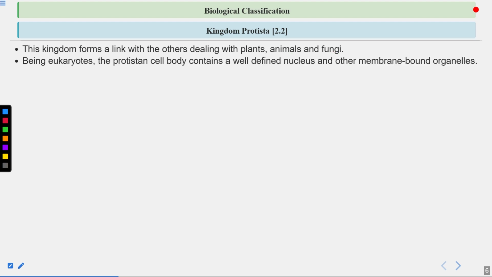Being eukaryotes, the protistan cell body contains a well-defined nucleus and other membrane-bound organelles. So these are eukaryotic organisms. We were talking about kingdom Monera earlier. Kingdom Monera includes unicellular prokaryotes. From kingdom Protista onwards, all the organisms are eukaryotic. So what are the features of a eukaryotic cell? They contain a true nucleus. The nucleus is surrounded by a nuclear membrane. The nucleus consists of the genetic material. And they also have membrane-bound organelles.